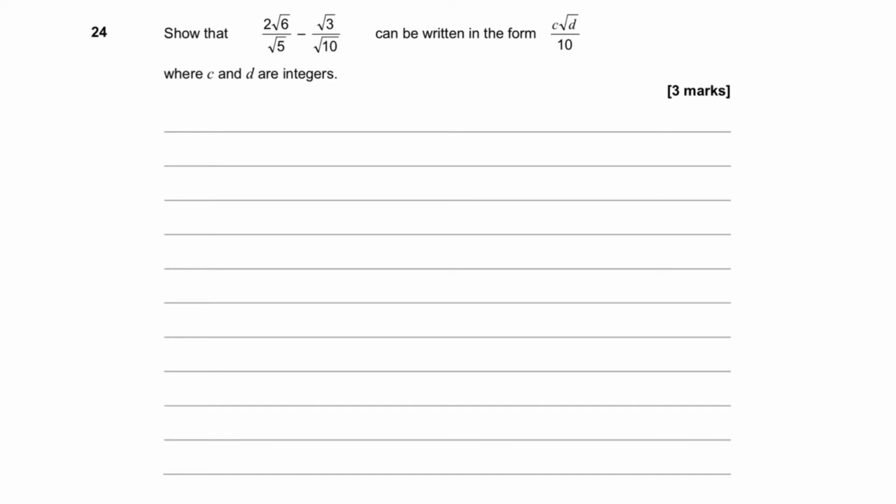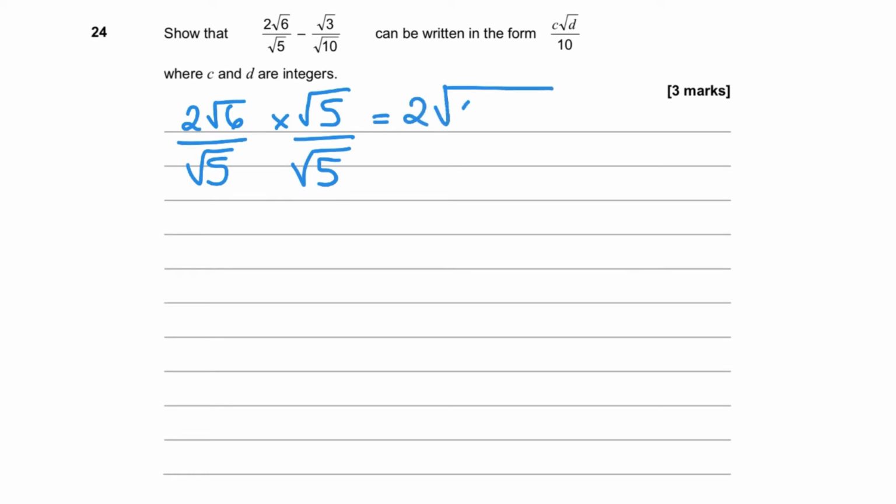So let's do them separately. We've got 2 root 6 divided by root 5, so to rationalise we're going to times both top and bottom by root 5. So that will give us 2 root 6 times 5 divided by 5. So that gives us 2 root 30 divided by 5.